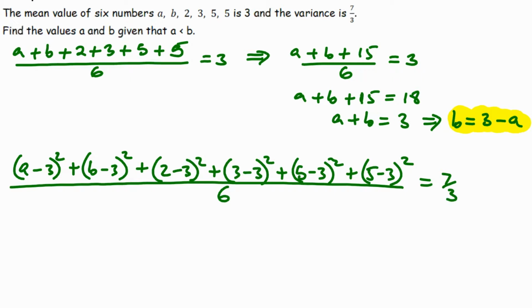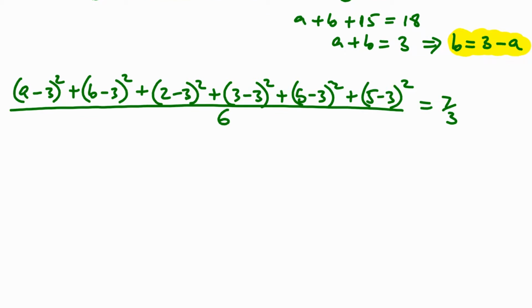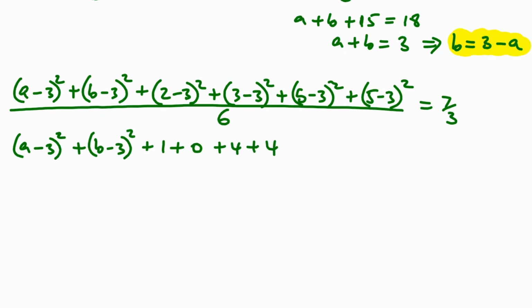Remember the steps on how to calculate the variance. You subtract the mean from each of the data points and you square, divide by 6, then you get the variance. So that's the same thing that I'm doing here. So if we simplify this, we shall end up with A minus 3 squared plus B minus 3 squared plus 1 plus 0 plus 4 plus 4. All this over 6, and should be equal to 7 over 3.